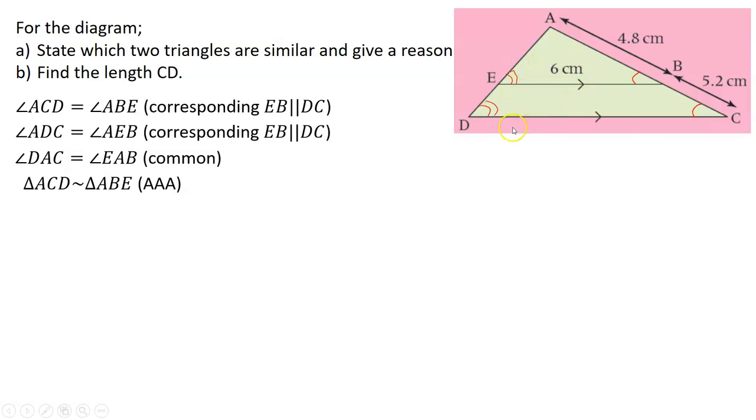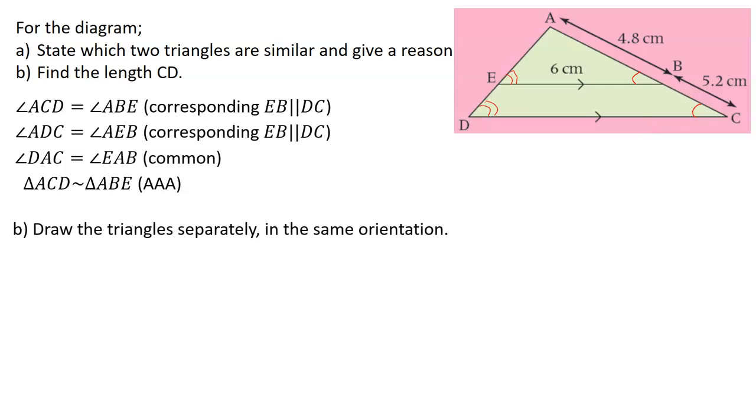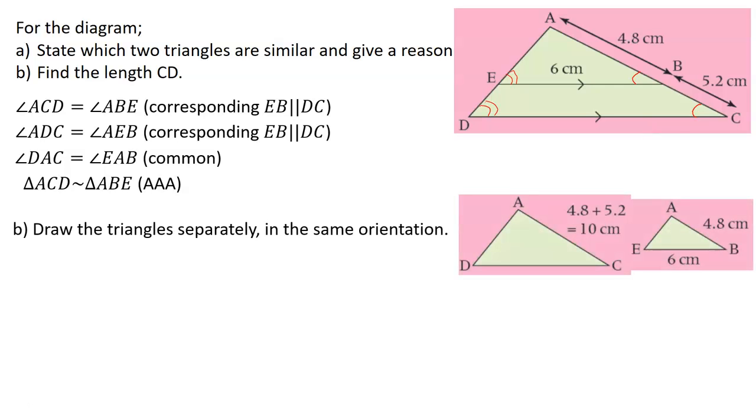To find the length CD, it's much easier if you separate the triangles into their two separate ones. Just draw a quick sketch. Make sure you put the letters on the vertices, so when you're naming things you don't accidentally name the wrong thing. Write any lengths that we have. In my ABE triangle, I know that this is 4.8 and this is 6. In my larger triangle, this side AC is the sum of those two sides, which is 10, and I'm trying to find CD.